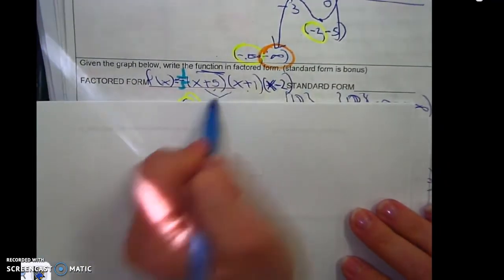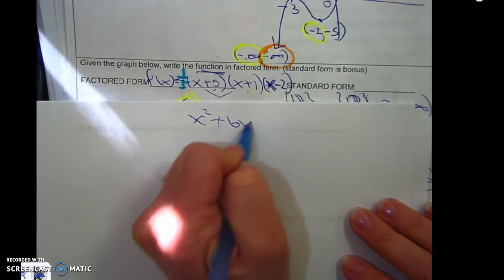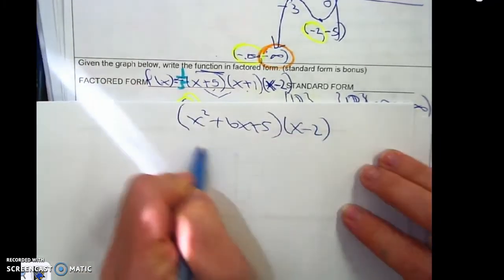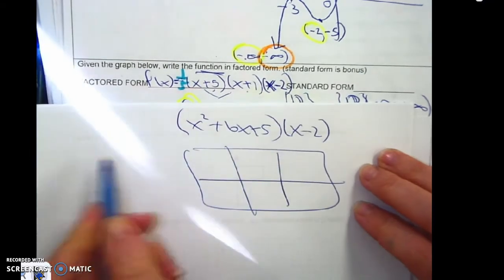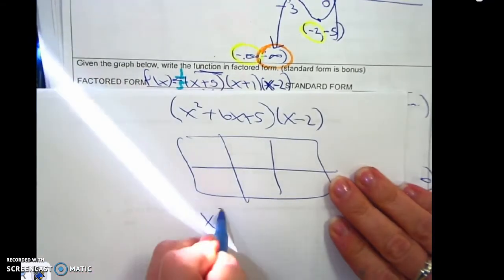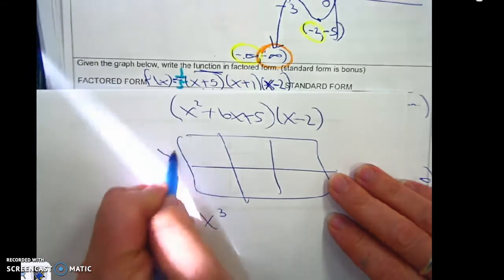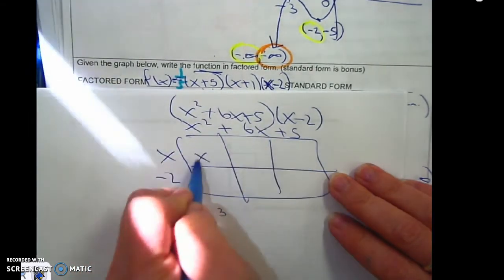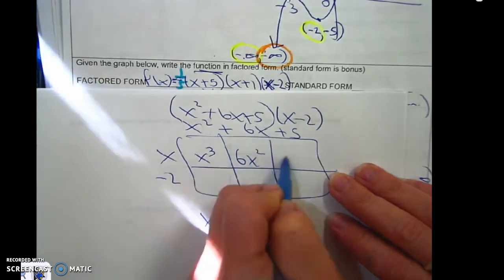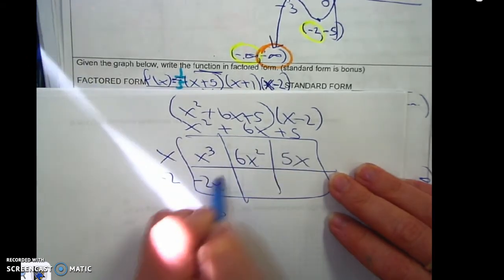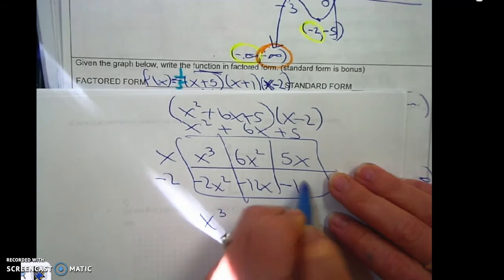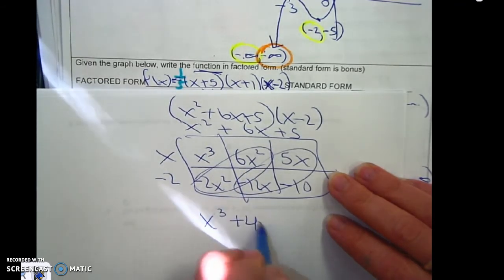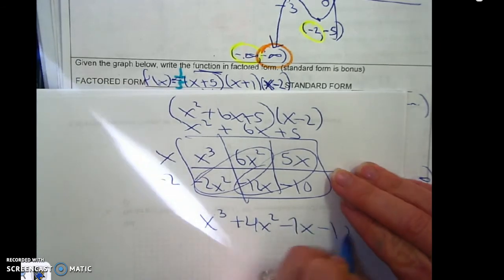I would multiply these two first, which would be x squared plus 6x plus 5. It doesn't matter what you do, whatever you want. Then times x minus 2, do my box, dot, dot, dot. I end up getting x cubed. I'll just show the work. So x cubed, 6x squared, 5x, negative 2x squared, negative 12x, negative 10. Diagonals are the same. So I get x cubed plus 4x squared minus 7x minus 10.